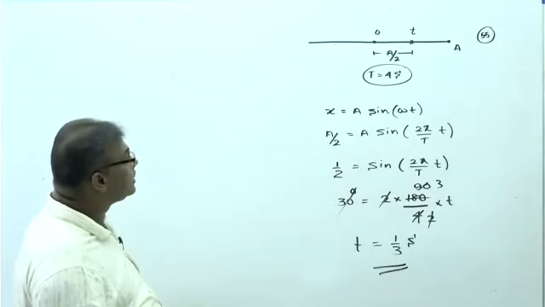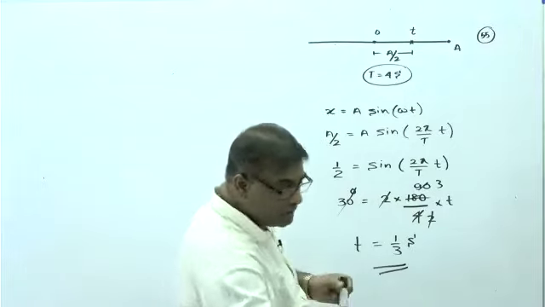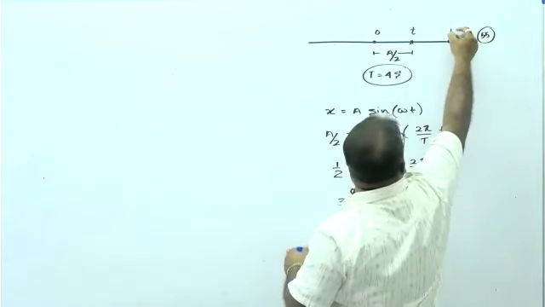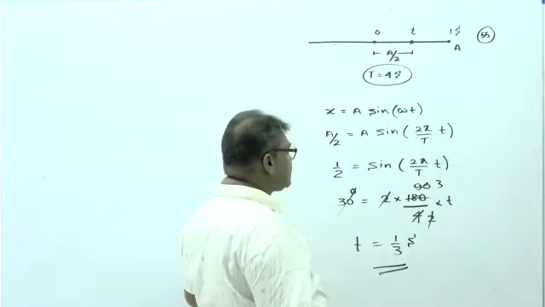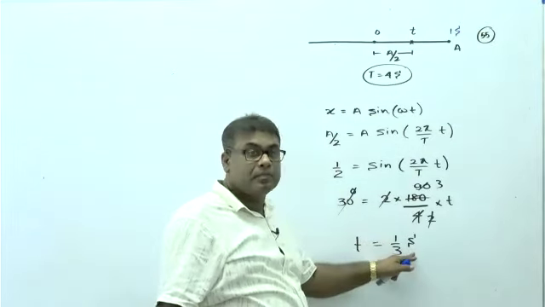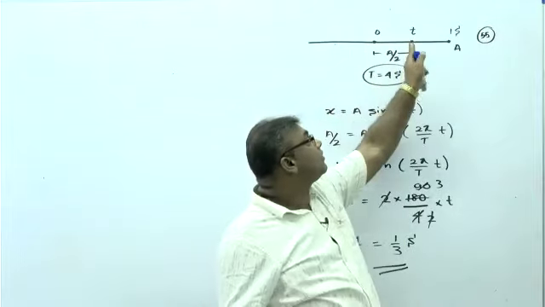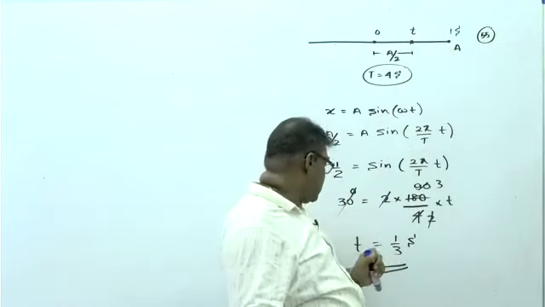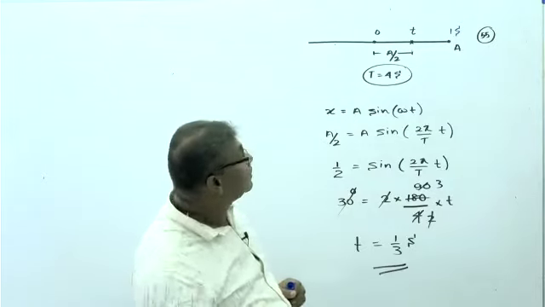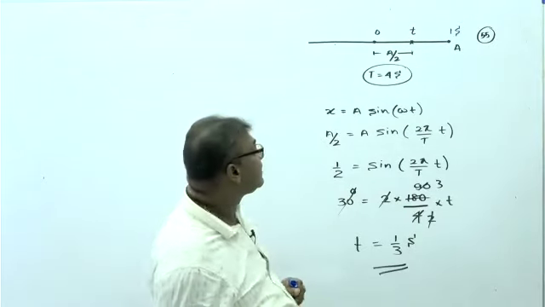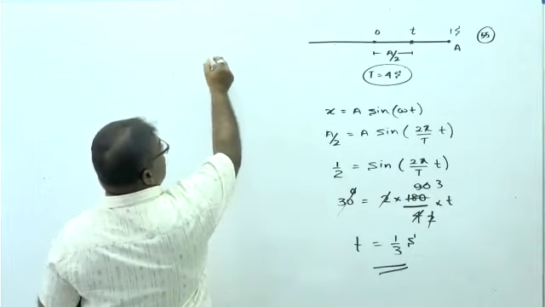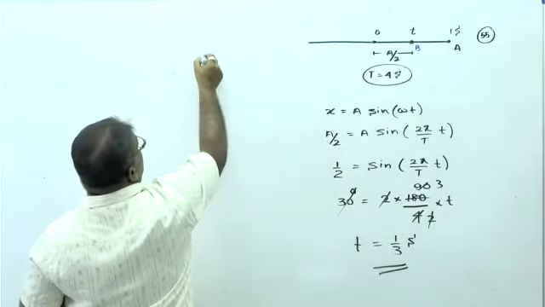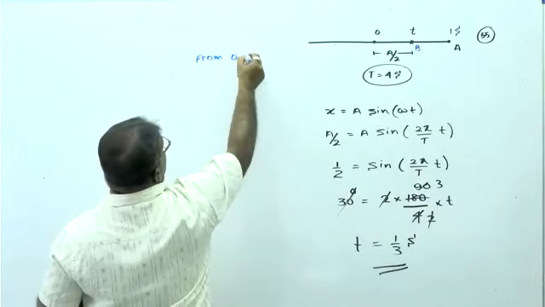Time for the motion is 1/3. Then from O to A, the overall time is 1 second. From that 1 second, 1/3 of a second is allowed from here to here. Then the rest, from here to here, needs 2/3 seconds.